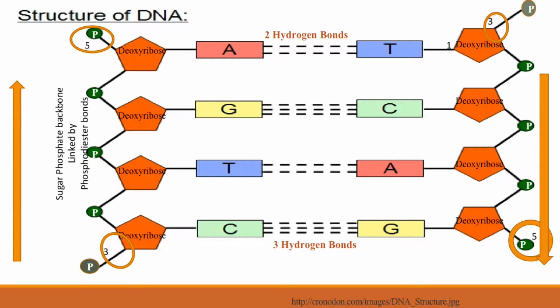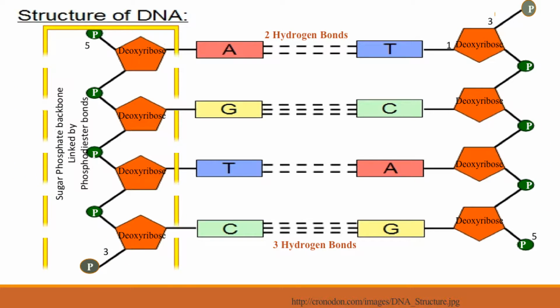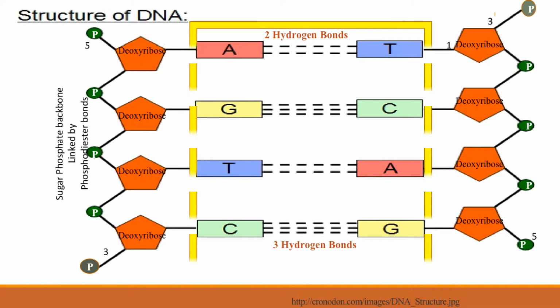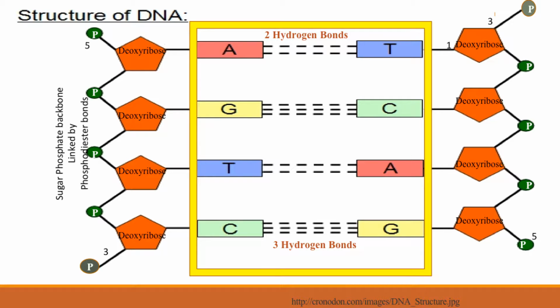This also forms the antiparallel nature of the polynucleotide chains, that is 5' to 3' on one side and 3' to 5' on the other side. The deoxyribose is attached to the phosphate by phosphodiester bonds. This forms the backbone of the DNA. The nitrogenous bases in the middle are attached by hydrogen bonds.